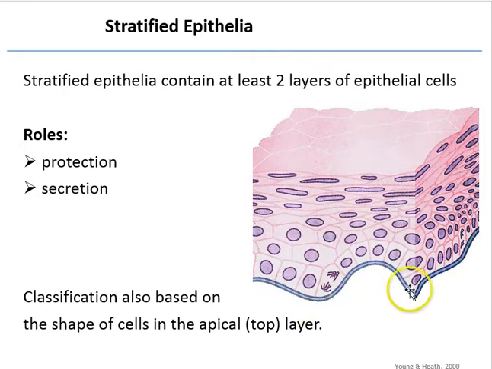Here we have the basement membrane. This is the basal layer here. This is indicating the cells dividing, and you notice the cells there appear approximately cuboidal. However, if we move to the apical surface, what you notice is the cells appear flat. They're squamous. Now, when we classify this tissue, we will take into account the shape of the cells at this apical surface.